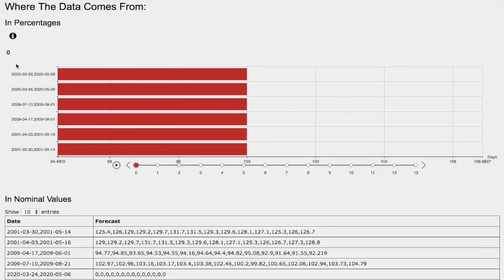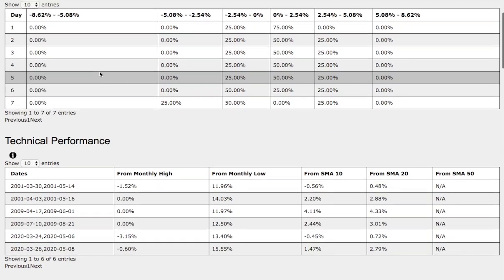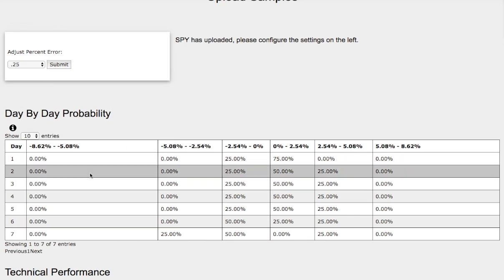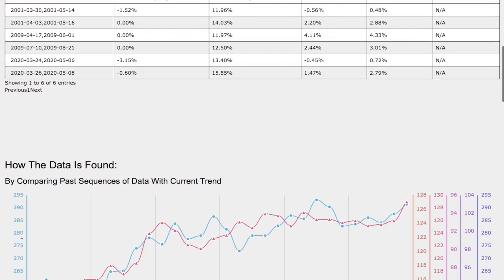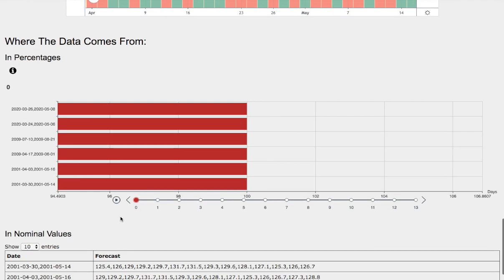So let's head to the day-by-day probability model. Again, these models are now available in the link below, so do check it out. As the days progress to the 7th day, we have a 25% chance for the S&P 500 to climb higher between 2.5 to 5%. On the other hand, we have a 50% chance for the S&P 500 to fall between 0 to negative 2.5%. And in the extreme case, we have a 25% chance for the S&P 500 to fall between negative 2.5 to negative 5%.